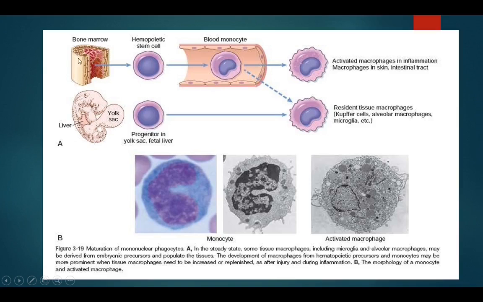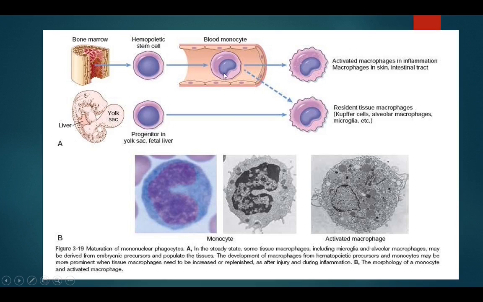So see, this is the bone marrow and the yolk sac, the liver. In the fetus, the progenitors are in the yolk sac and fetal liver. These are the sites of production of these monocytes. And the bone marrow is the site for adults, after the child is born. After 4 to 6 months, the bone marrow takes over the lymphoid proliferation. So there are stem cells which go to the blood and form monocytes. And the progenitor cells also form these monocytes.